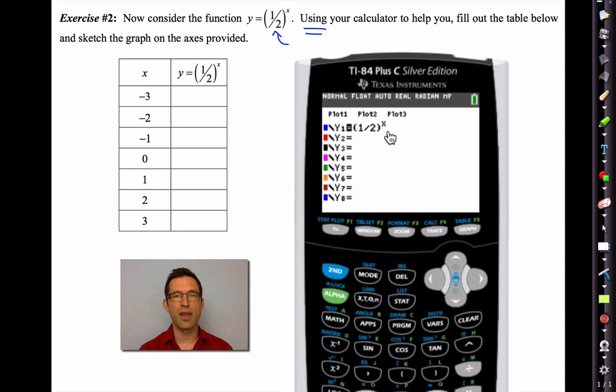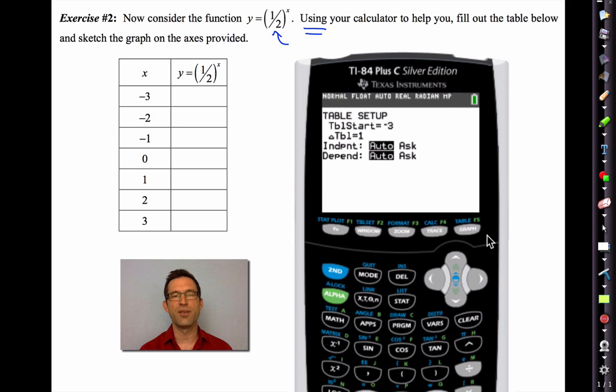Now I need to go in and do a table setup. So let's go into our table setup. Let's make our table start at -3, and let's make it go by ones, because that's what my table goes by. All right, check that out. Make sure it all looks good.